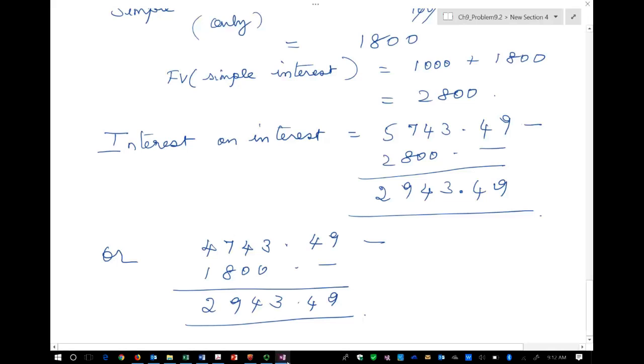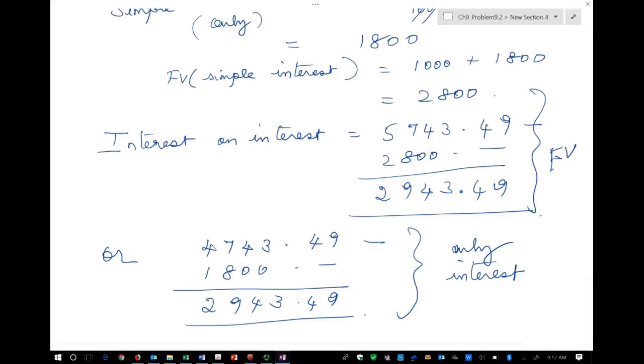So this is only interest, right? And these two are future value using simple and compound. Okay? Any other question?